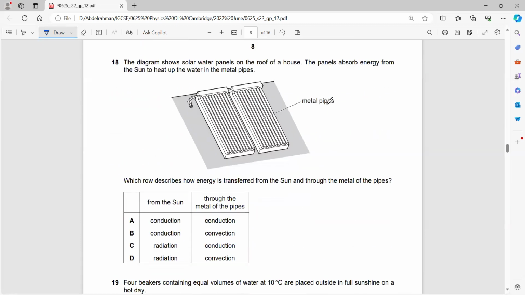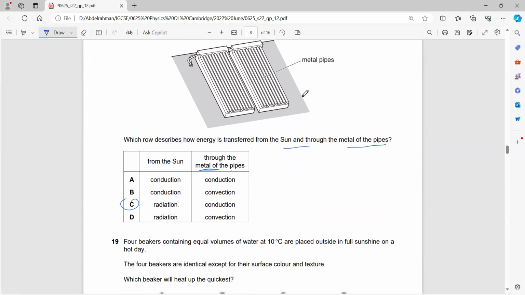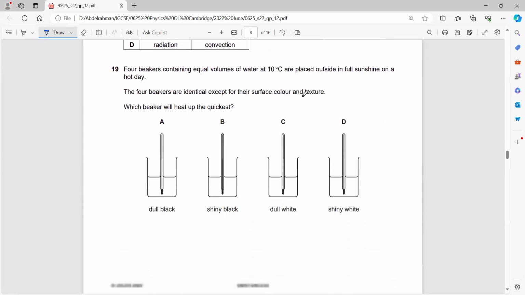The diagram shows solar water panels. Which row describes how energy is transferred from the sun through the metal of the pipes? From the sun, radiation. Through the metal pipes, conduction. From the sun, definitely by radiation through outer space, through the vacuum.